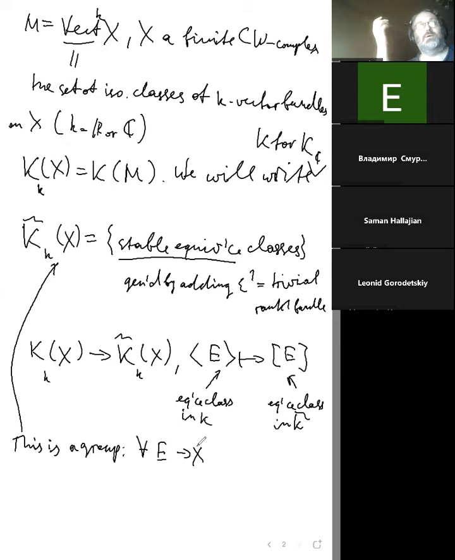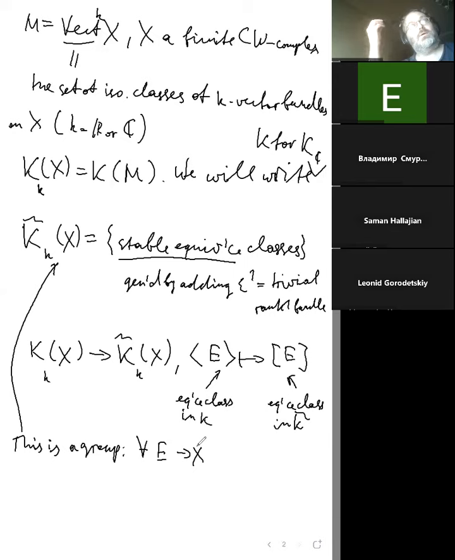So two vector bundles are isomorphic if they are isomorphic after adding some copy of the trivial bundle to each of them. Yes. What means some copy? Say again. In what sense some copies?